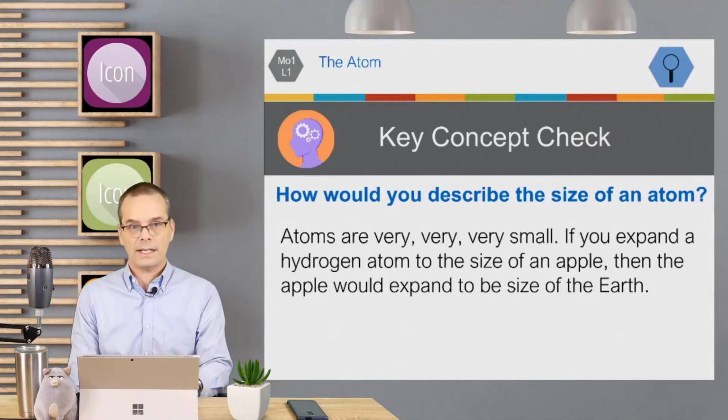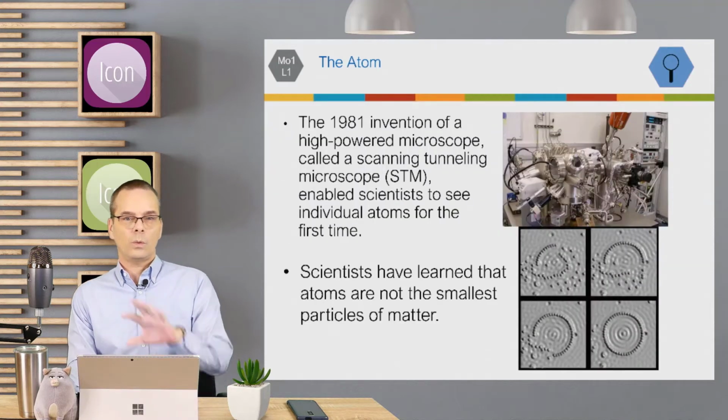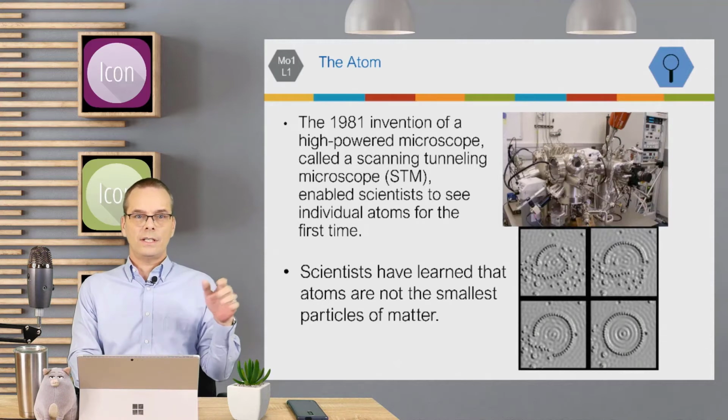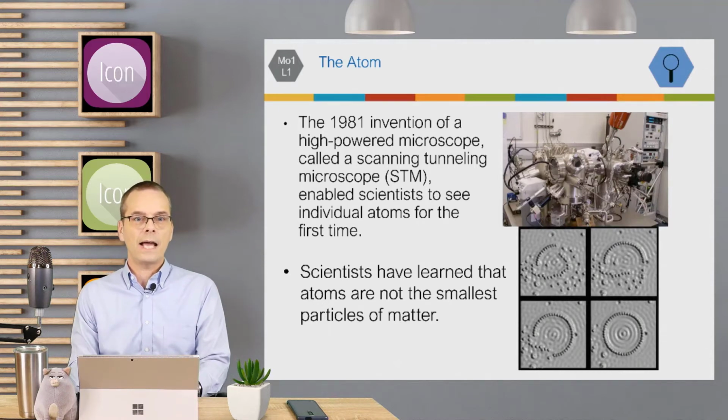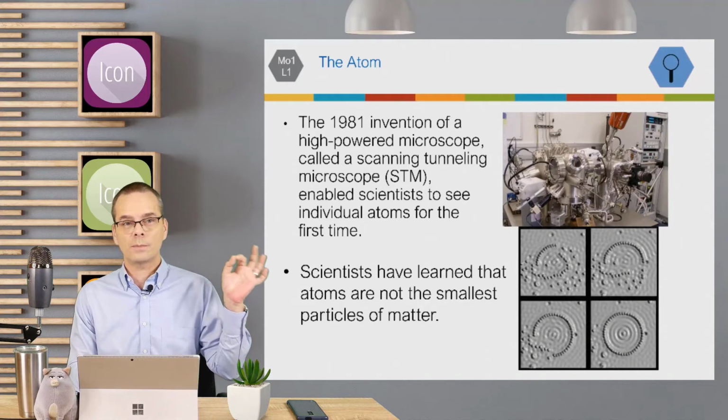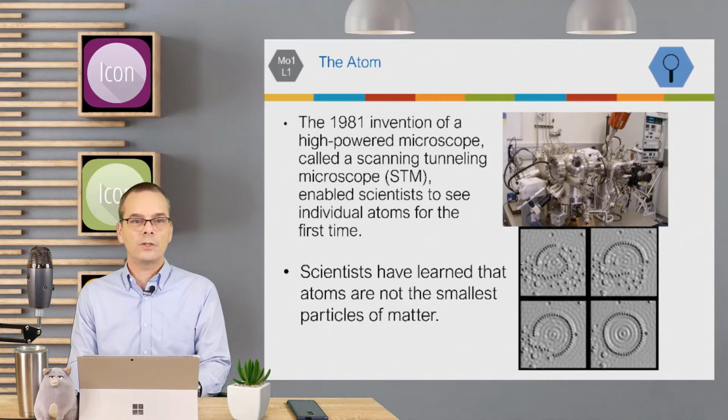And again, we cannot see atoms with our eyes. Now, in 1981, they started coming up with these high-powered microscopes. They're called scanning tunneling microscopes, or STMs. And this allowed scientists to actually be able to see individual atoms for the first time. So this is how long it took us. They're so small, we couldn't begin to see individual atoms till 1981.